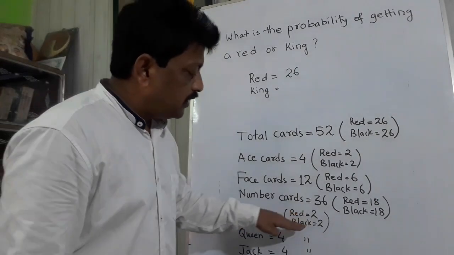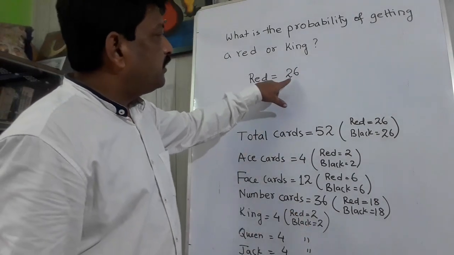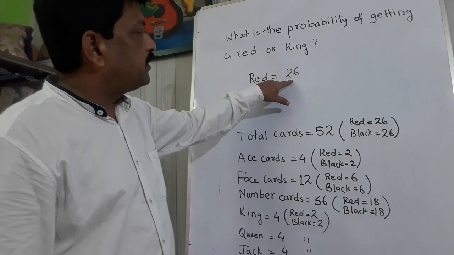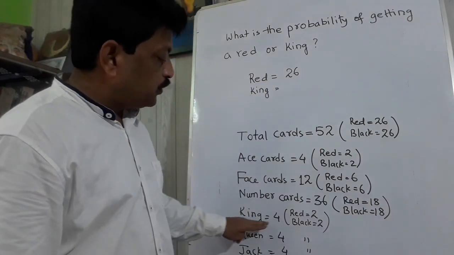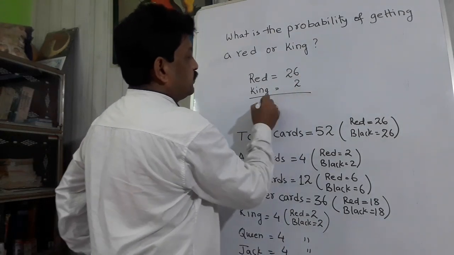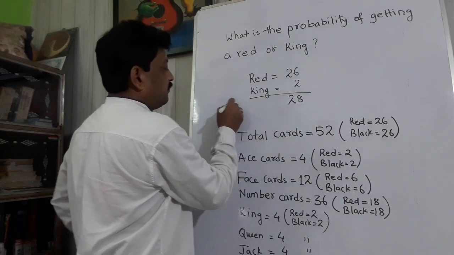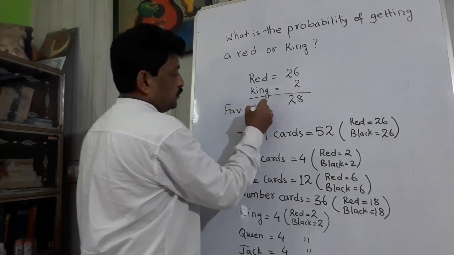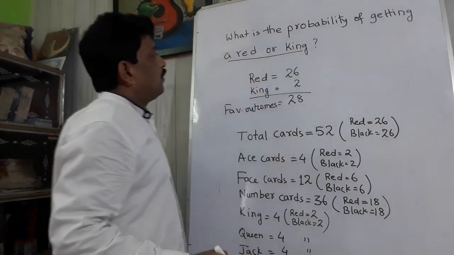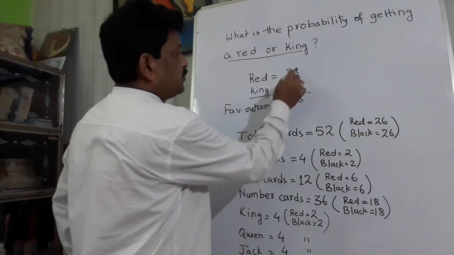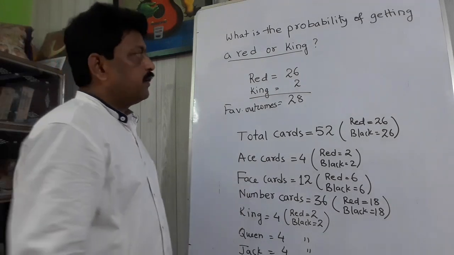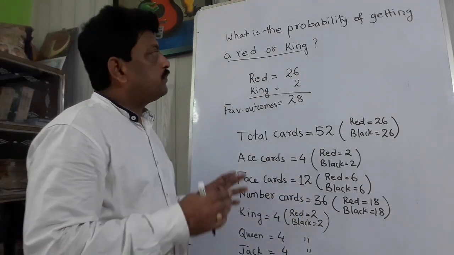4 kings, 2 are red and 2 are black. But while counting all the red cards, we have already counted the kings which are red in color. 2 kings are already included here. So remaining there are 2 more kings which are black in color. So total favorable outcome is 28. The question was asked either red or king. So red is 26 and 2 more kings are there, total 28. Understood? This is also a matter of language.